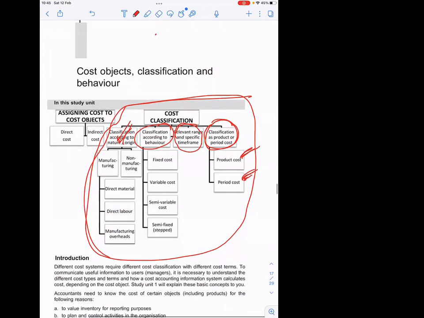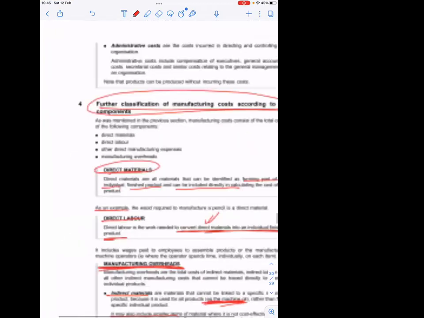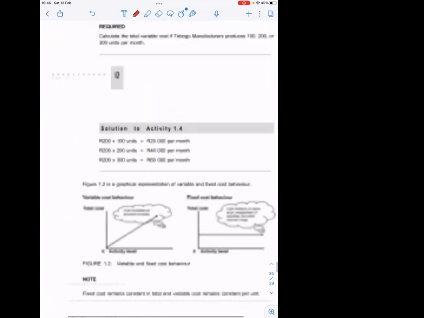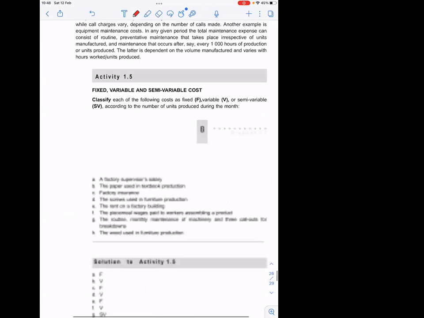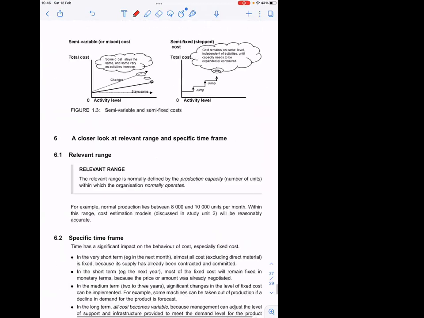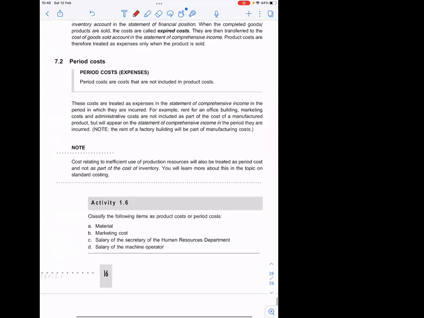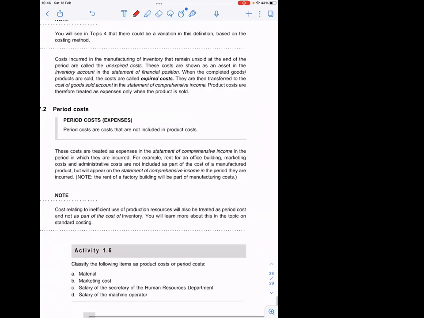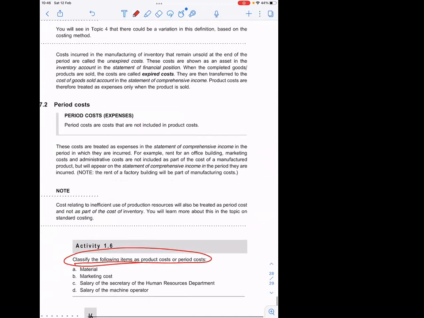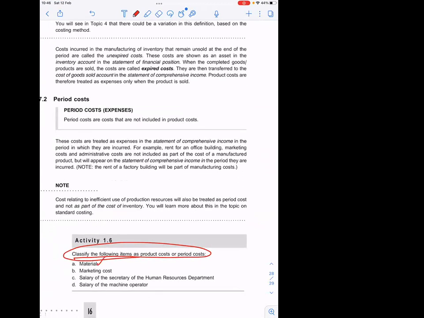Sharp. Some small activity there that will allow you to take a step back and think a bit. It's about thinking outside the box. All right. Classify the following items as either product cost or period cost. The material is forming part of the product, hence the product cost. Marketing cost is not incurred in the factory, hence the period cost.